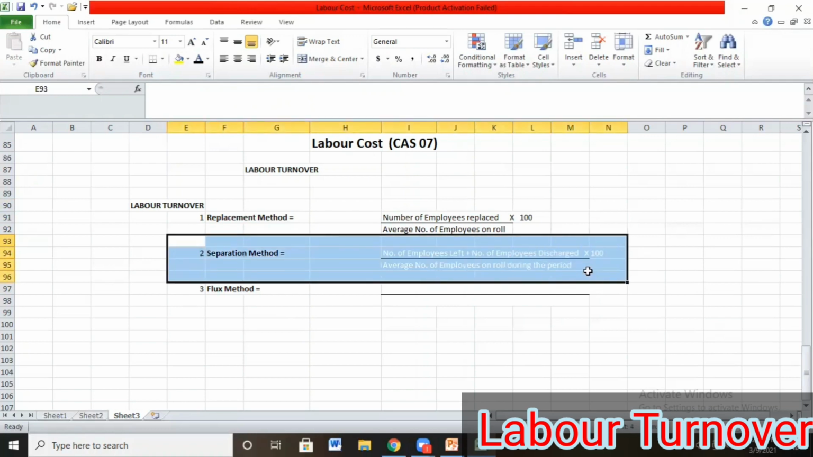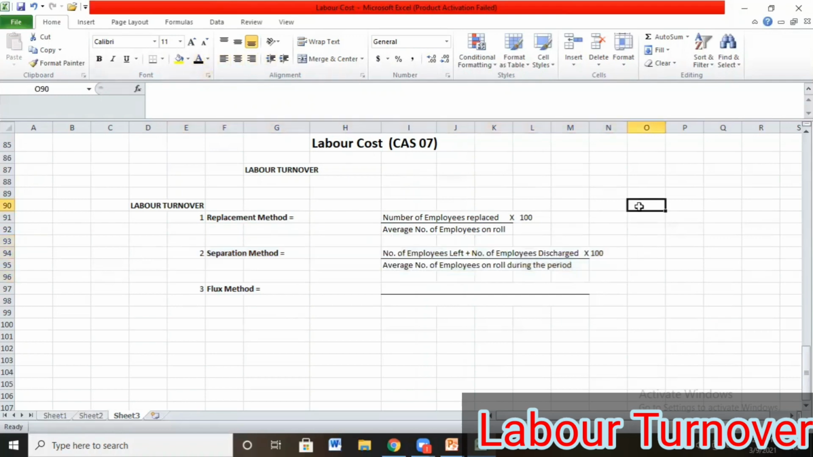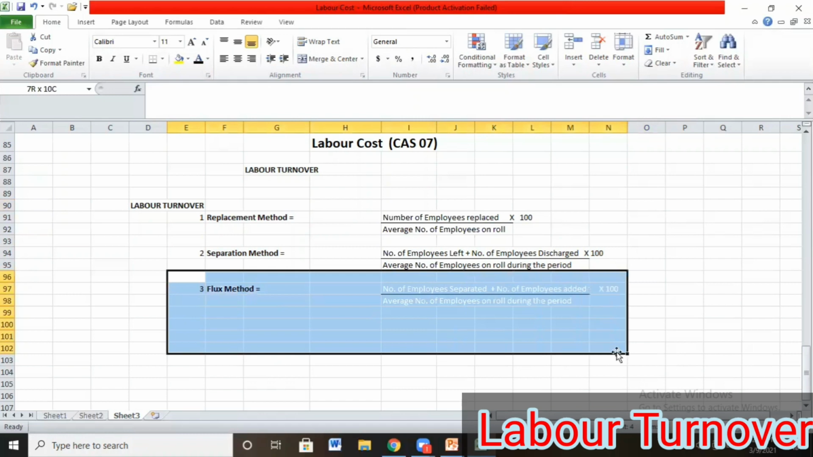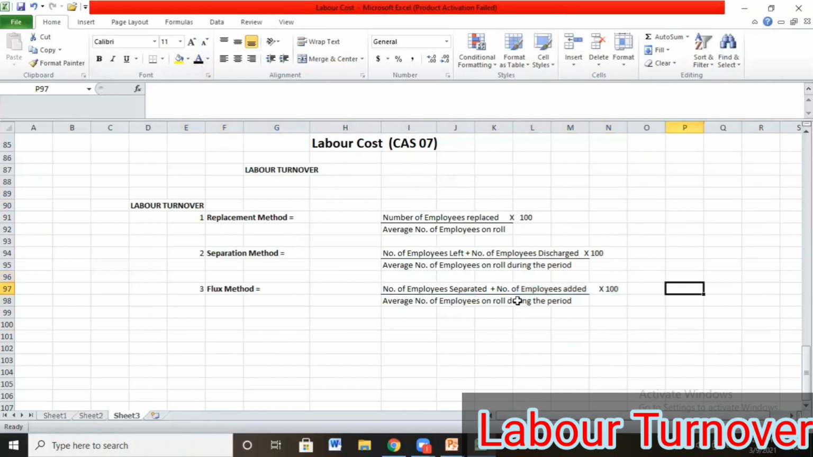Similarly, separation method, we are calculating with the help of number of employees left plus number of employees discharged. What does it mean? Sometimes the discharge may be the reason for labor leaving the job, due to retirement or any disputes. Now the flux method: number of employees separated plus number of employees added upon average number of employees on roll during the year. On roll during the year means on your papers.